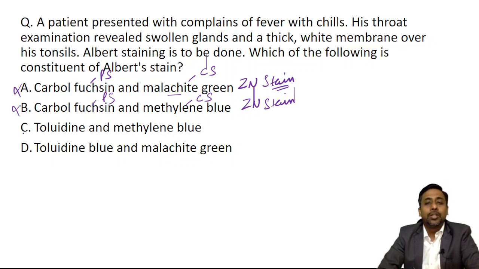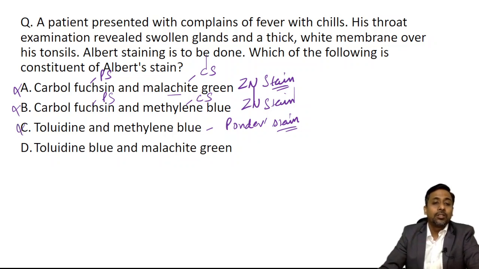The third is toluidine blue and methylene blue. These two reagents together are used in Ponder's stain, which is used to stain the metachromatic granules of Corynebacterium diphtheriae. But this is not Albert stain. So this is Ponder's stain, and this is also out.